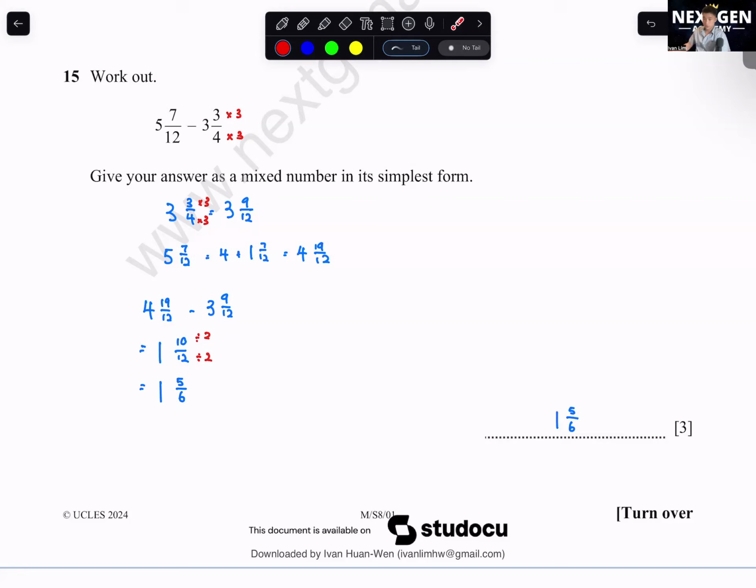Do you do like this? I think most of you, if y'all do the typical way, y'all will change to improper. Why I don't like to change to improper first? The value will be very big. So you can do also 12 times 5 plus 7, then 4 times 3 plus 3. You will eventually get the same answer also. So it's up to your preference, however you all want to do it.